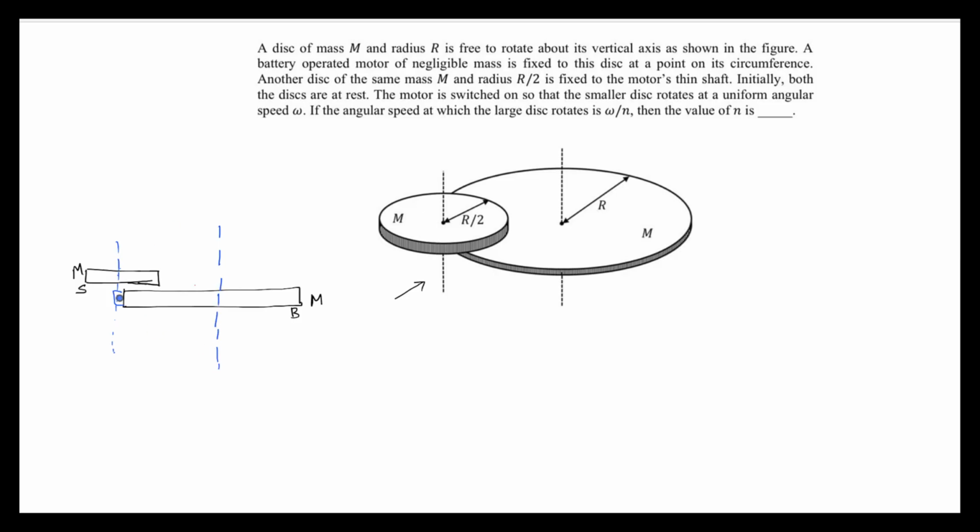Because the motor has been started, this disk starts rotating like this. So the question is asking what is the omega for this disk. But first you need to understand why this bigger disk would rotate. So let's look at this whole thing a little bit closely. The omega is the angular velocity for this smallest disk.